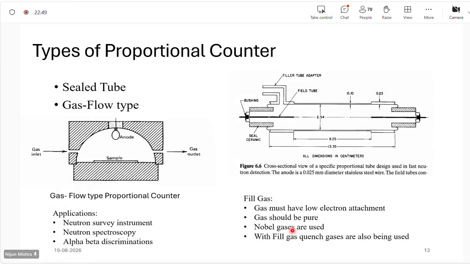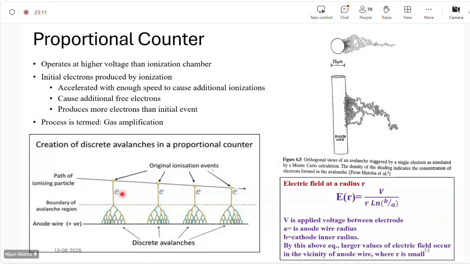In a proportional counter, there is a chance of production of UV photons due to excitation of the gas molecules. When an electron comes, it can excite the gas molecule, and when the gas molecule de-excites, it produces a UV photon. That UV photon may create an avalanche again. In order to prevent that, we add quench gases in the proportional counter. So, come to the GM counter.